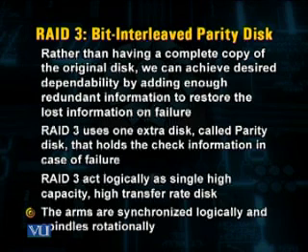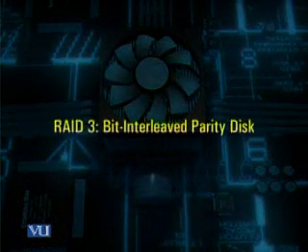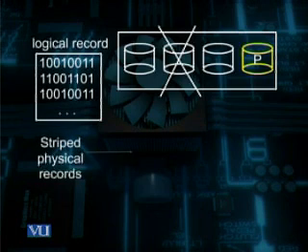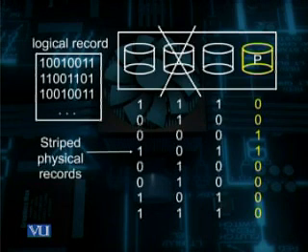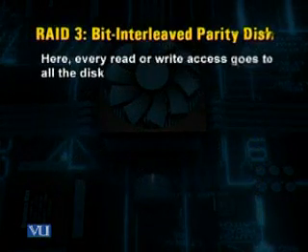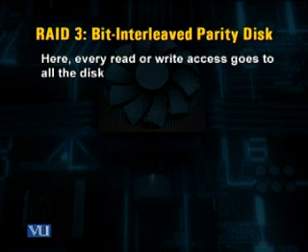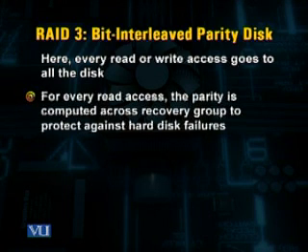Here, the arms are synchronized logically and the spindles rotationally. So the synchronization is achieved both in the arms as well as in the spindles. However, the synchronization in the spindles is rotational, whereas the synchronization in the arms is logical. Here you can see an example of the data storage onto a RAID of level 3. Here you can note that every read or write access goes to all the disks. For every access, the parity is computed across the recovery group to protect against disk failure.